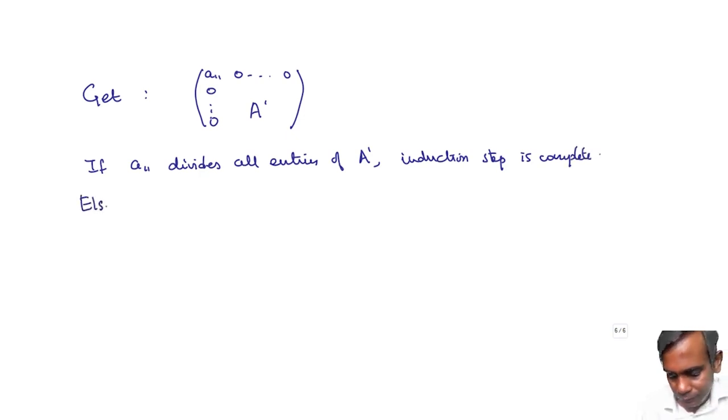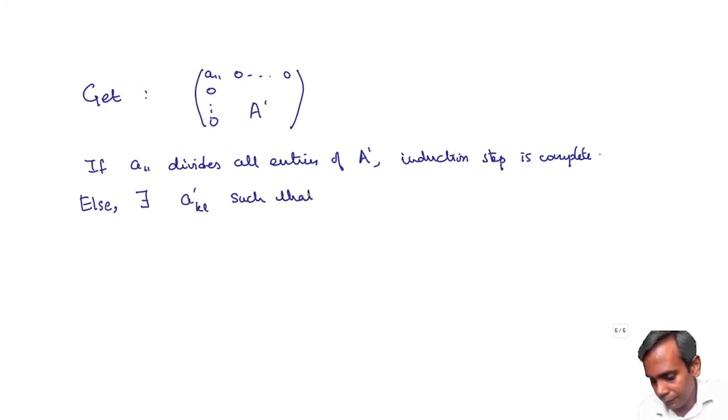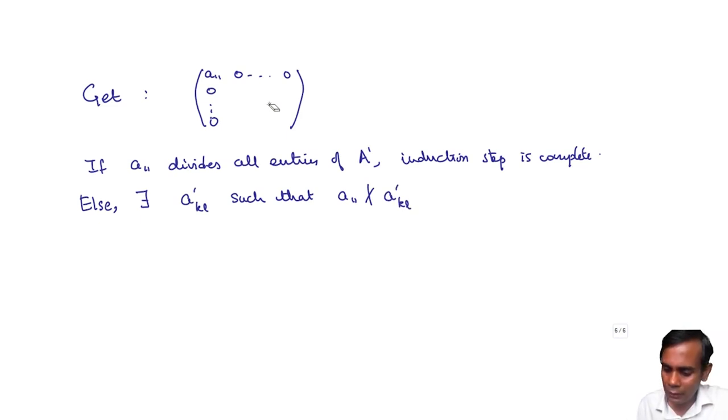Otherwise, there exists some entry A prime KL such that A11 does not divide A prime KL. So what we have is that somewhere in this mess, we have this entry A prime KL, and we have all kinds of stuff over here. And this entry A prime KL is such that it's not divisible by A11.